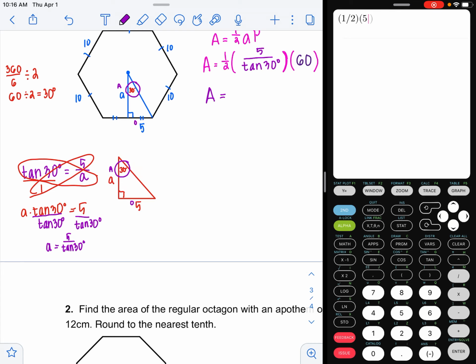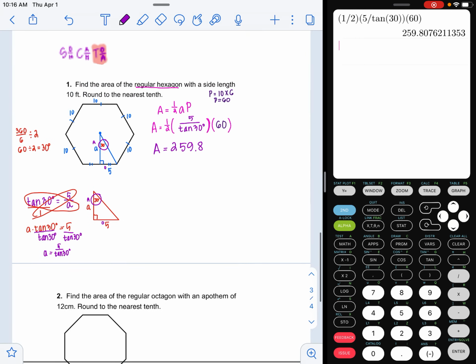Parentheses, 5 divided by tangent of 30. Close the parentheses, close the parentheses. They're shaded so you know to do that, and then times 60. Enter. And I get 259.8.